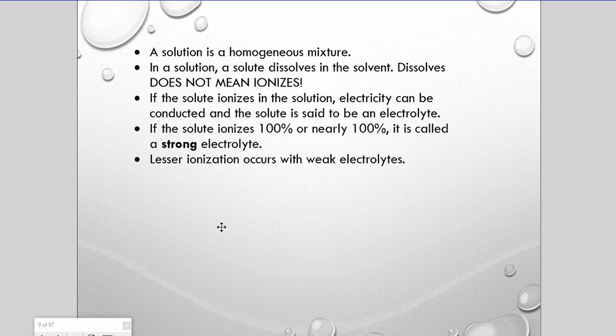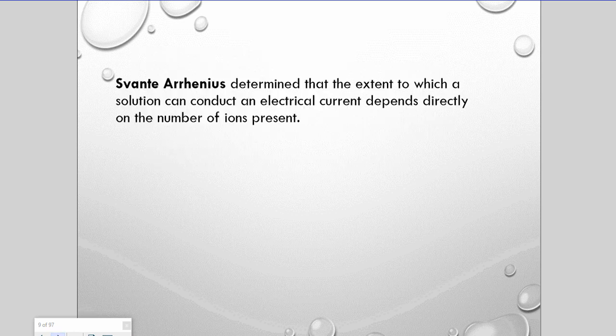This includes acids. Strong acids ionize completely and therefore will conduct electricity, even though acids are typically covalently bonded and there's no metals present. If the solute ionizes 100% or near 100%, we call it a strong electrolyte, and we'll get into that in a bit. Lesser ionization occurs with weak electrolytes.